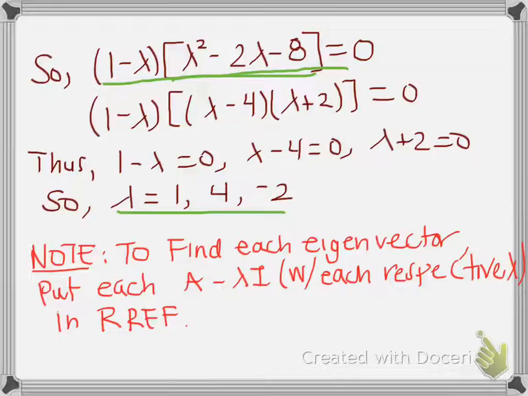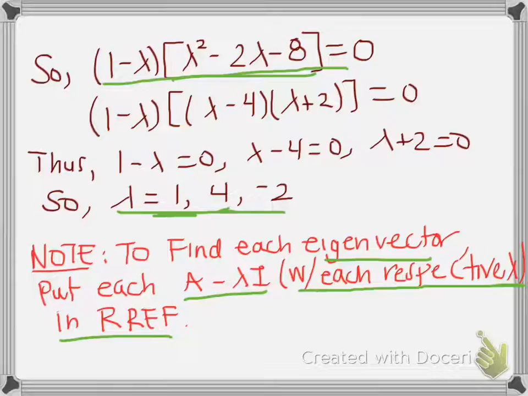Now to find the eigenvector, we need to put each A minus lambda I with each respective lambda. That's what that says. With each respective lambda. I know my stylus sucks, sorry. In RREF. Okay, so we need to find the eigenvector for each respective. So for 1, for 4, for negative 2.